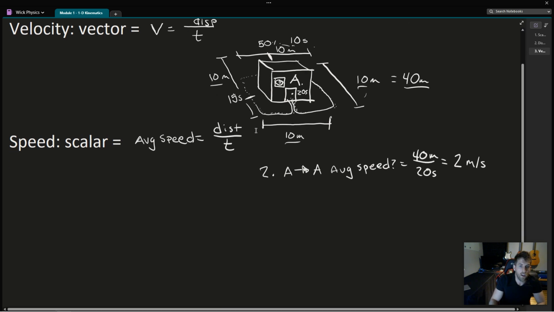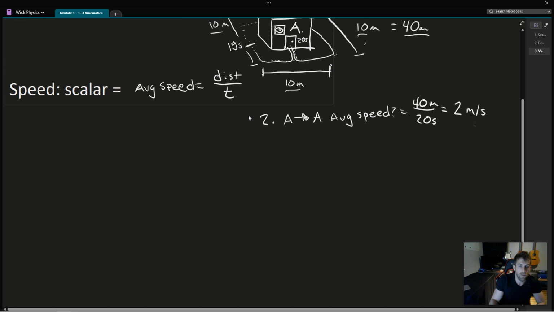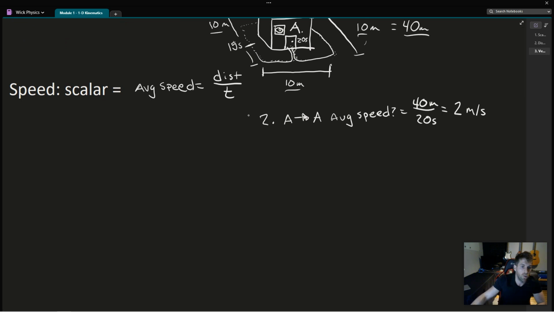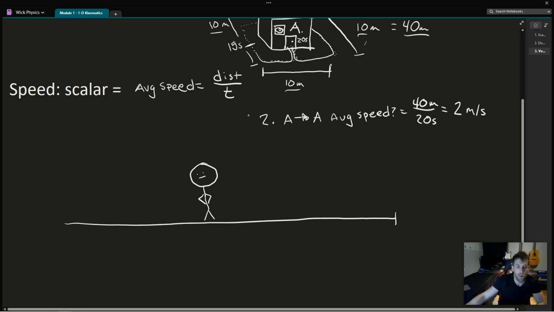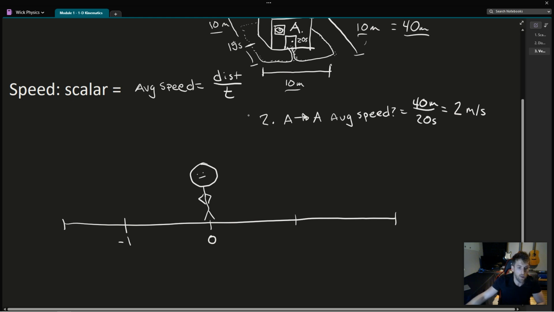We can look at a more simplified term. Let's do just a linear. We'll get our human being back here, and we'll put the land underneath this human being. We'll say that this is 0. We'll say that this is -1. We'll say that this is +1.